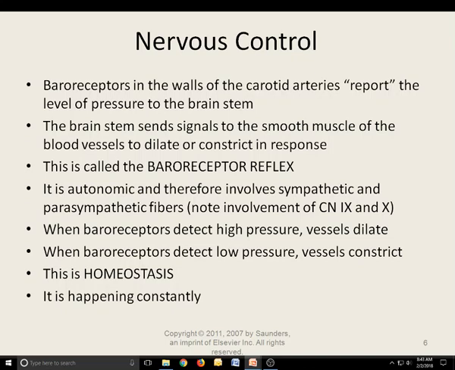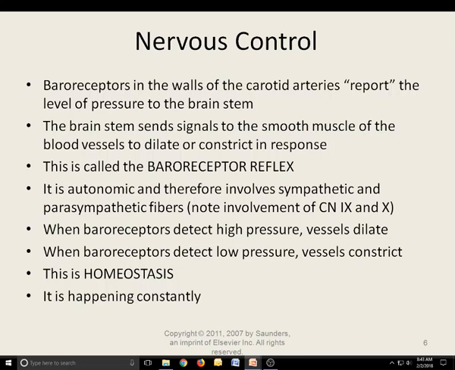It is autonomic, and it involves sympathetic and parasympathetic fibers. Okay, so this is constantly happening, right? It's like the blood pressure goes up. The baroreceptors tell the brain, oh, blood pressure is too high. That sends information to the blood vessels to vasodilate and decrease the blood pressure.